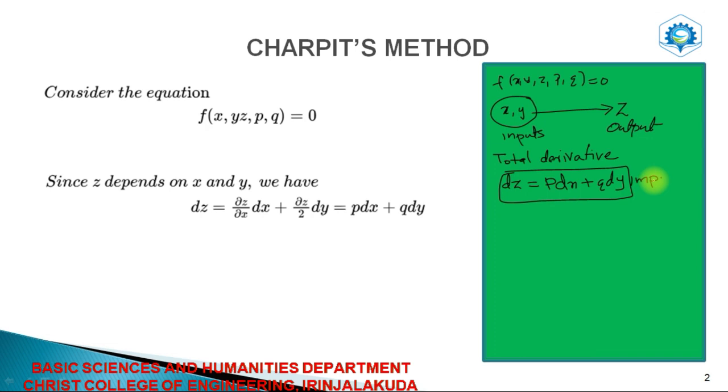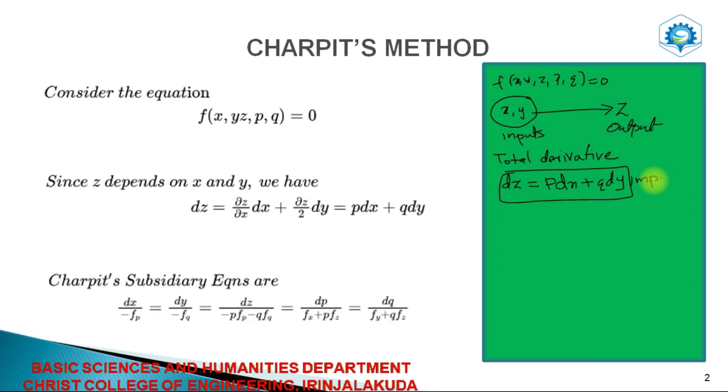Now, just like our Lagrange method, here also we have a set of equations called subsidiary equations, defined as dx divided by minus fp equal to dy divided by minus fq equal to dz divided by minus p fp minus q fq equal to dp divided by fx plus p fz equal to dq divided by fy plus q fz. So that is the Charpit's subsidiary equations.